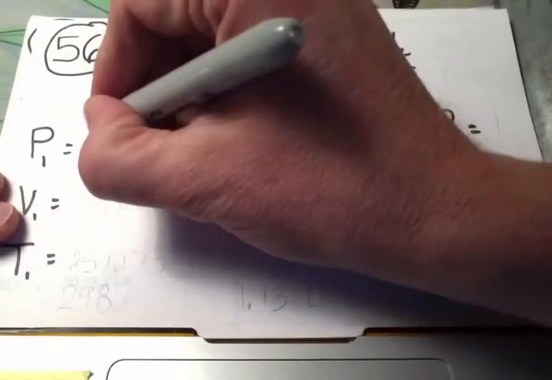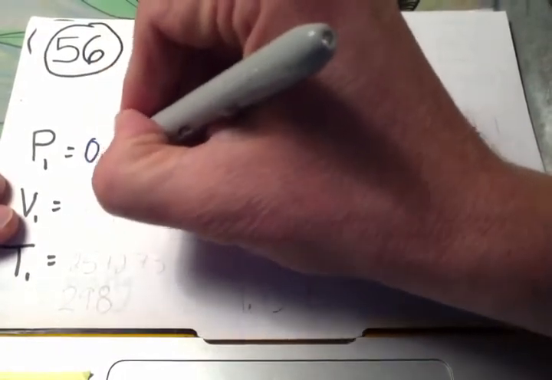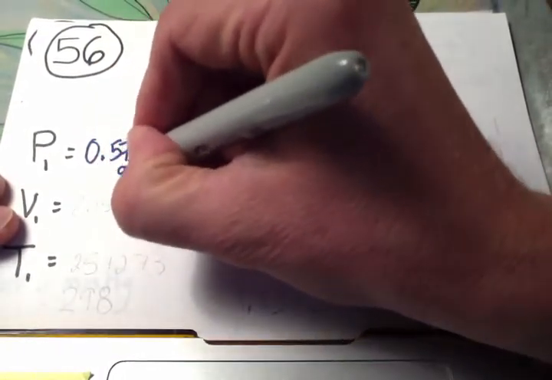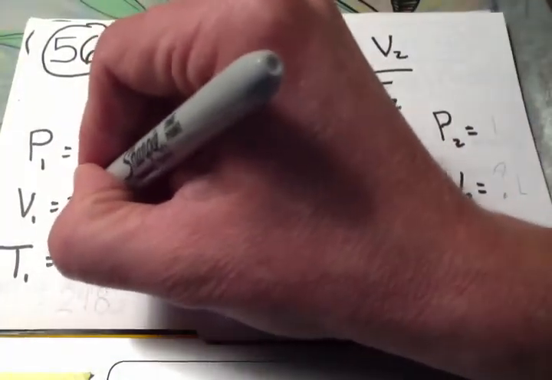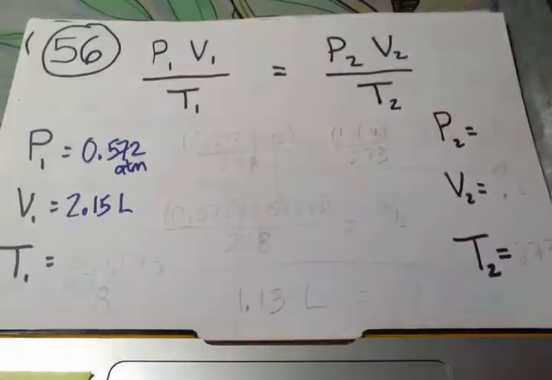Yeah, this is plug and chug. First, pressure. Atmospheres, please recognize those as pressure. That's the whole thing with this, is recognizing your pressure units, because the volume units are liters.